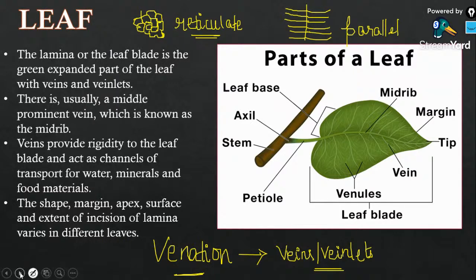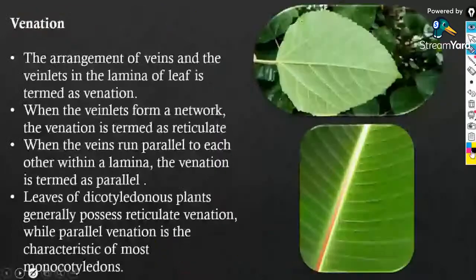So let me explain with the help of images. Guys, this is the normal. In almost the majority of leaves, you will find this kind. Look, it is just like a network. The veins and veinlets are arranged just like a network. Whereas in a banana leaf, look how beautifully parallel the arrangement is. So, the arrangement of veins and veinlets in the lamina of the leaf is termed as venation.